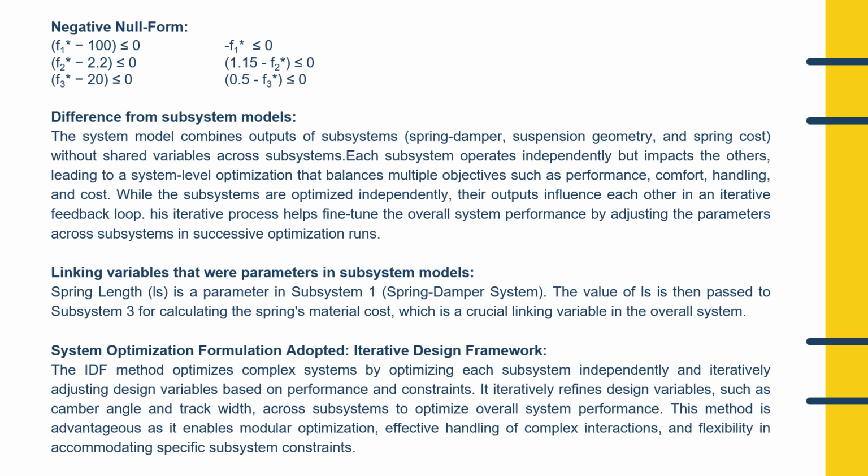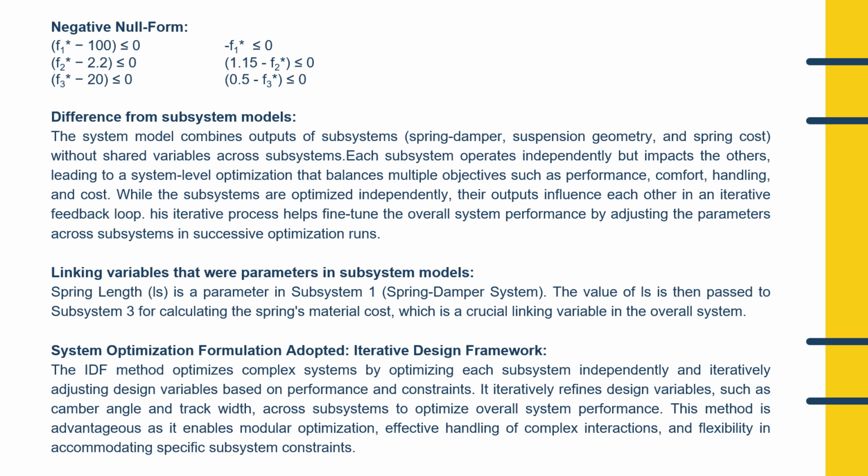The system model differs from individual subsystem models because it combines output from subsystems. Each subsystem influences the others, and their optimization is refined through an iterative feedback loop to balance performance, handling, and cost. Sprint length in subsystem 1 is a critical link as it is passed to subsystem 3 for calculating material cost. The interlinking ensures a cohesive optimization across all subsystems.